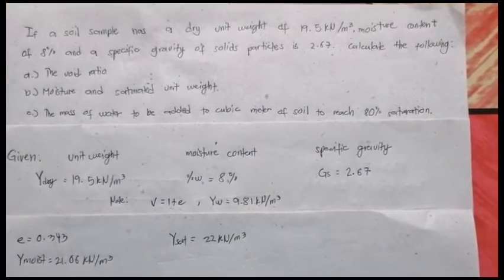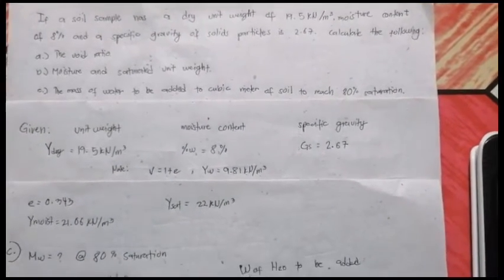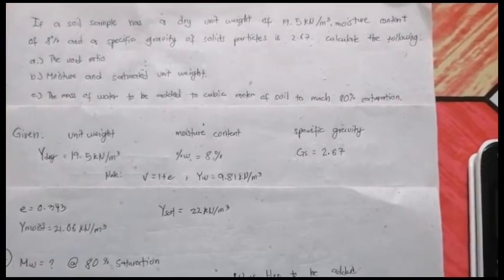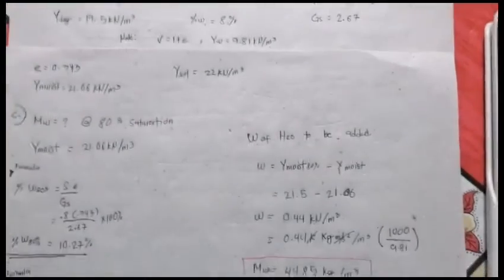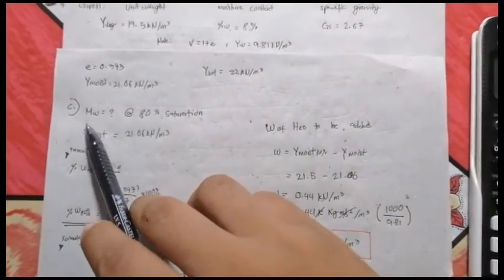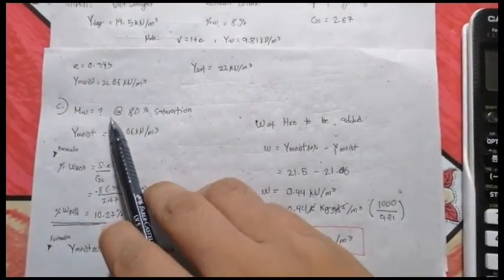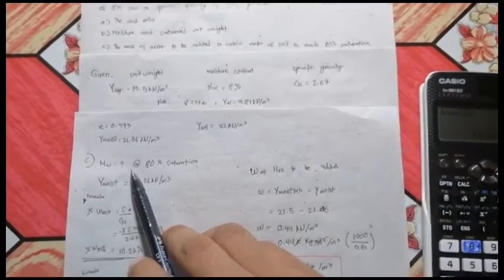So letter C naman tayo. The mass of water to be added to a cubic meter of soil to reach 80% saturation. Kailangan nating makuha yung mass ng water to be added.